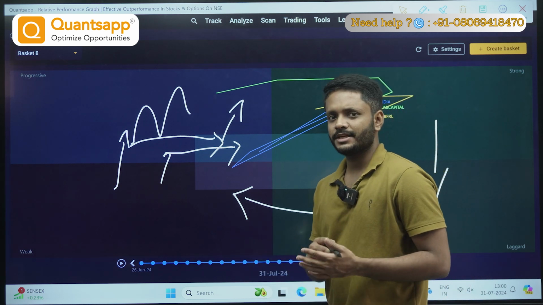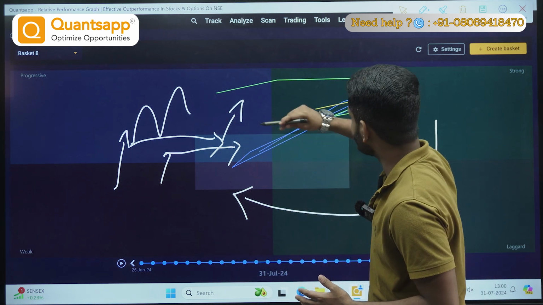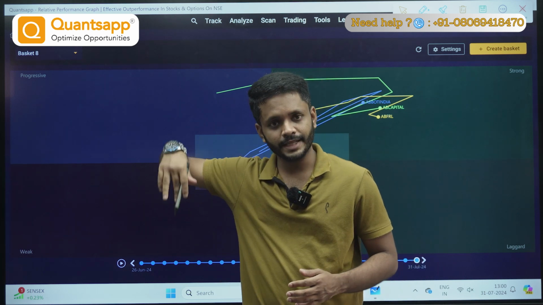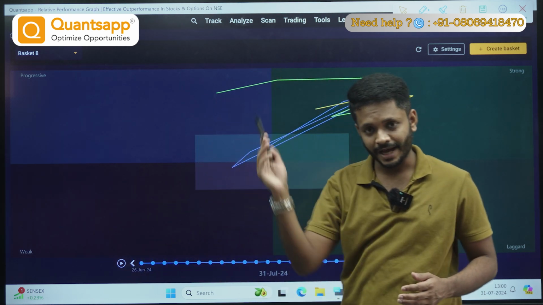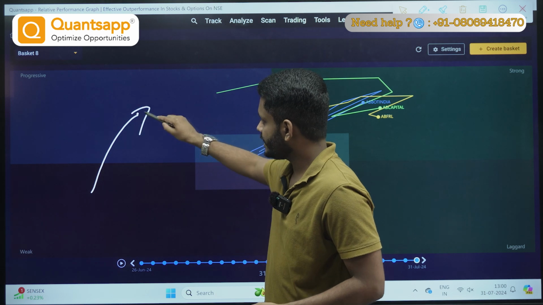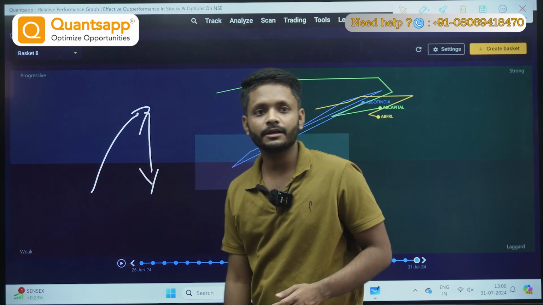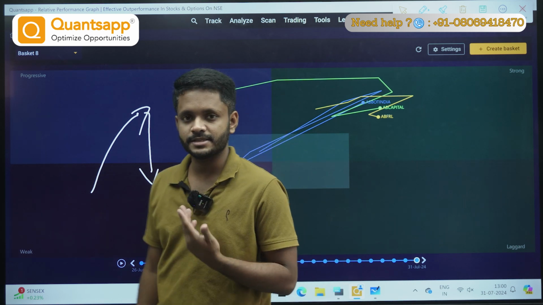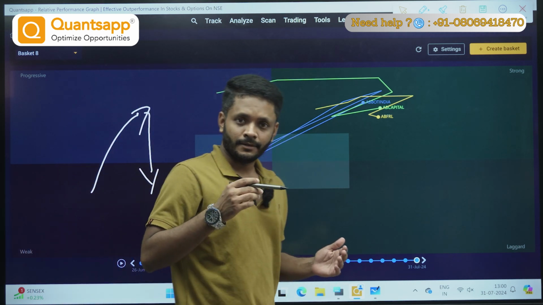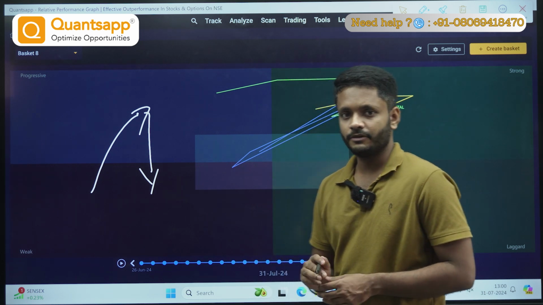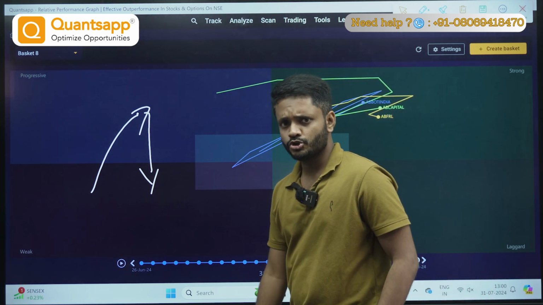Because sometimes there is a possibility that the stock will move from weak to progressive, and then instead of completing the cycle, it might oscillate in the progressive zone itself, or it might come back to weak. Say from weak to progressive, and then the next day it might again come to the weak zone. Then usually retailers hold on to their existing position expecting that it might reverse, and sometimes it never reverses, or else you might face a huge loss as well.